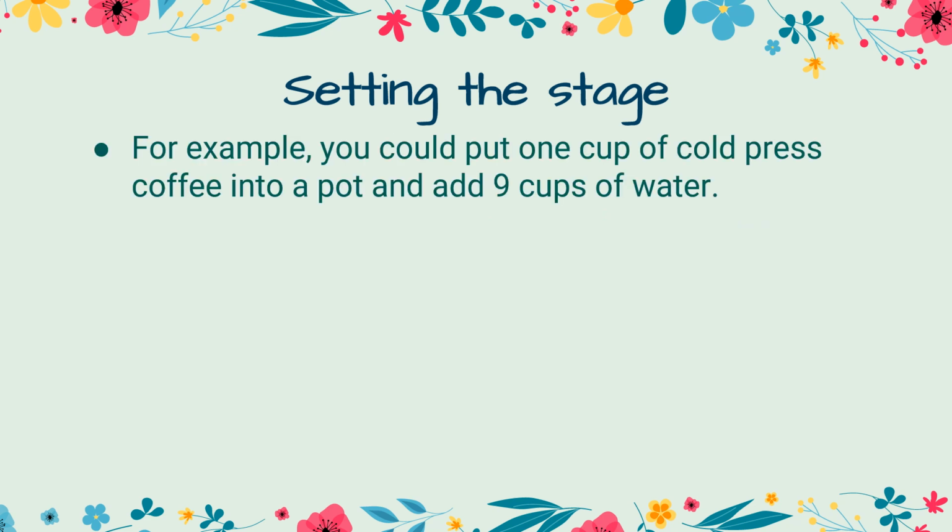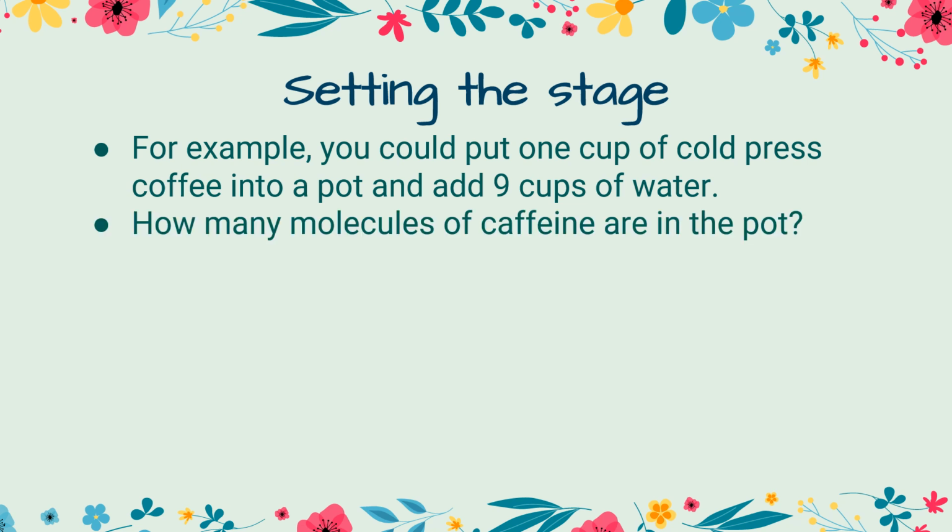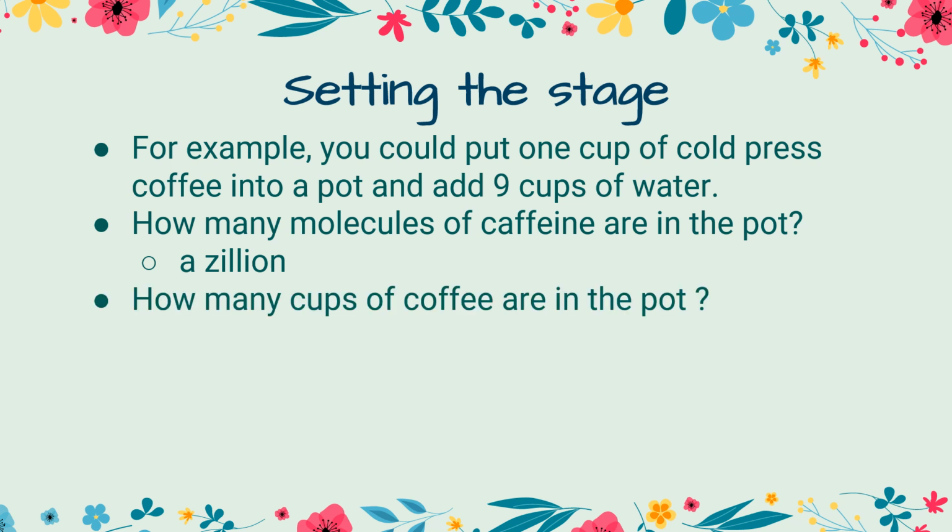For example, how would we dilute? You can put 1 cup of cold press into a pot of coffee and add 9 cups of water, and then we have a dilution. How many molecules are in the original pot of coffee? We have a zillion molecules in that original pot without any water added. How many cups of coffee are in the pot? 10, right? Because we've added 9 cups of water.